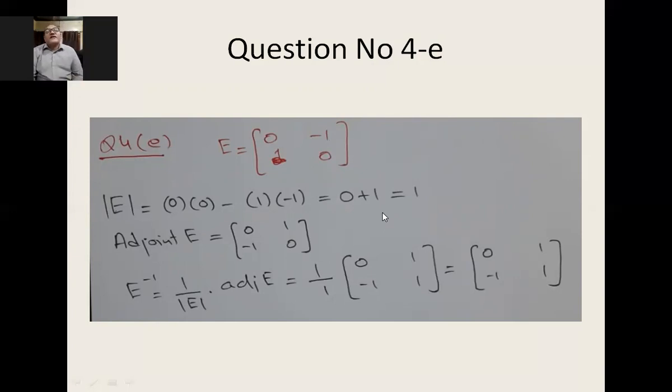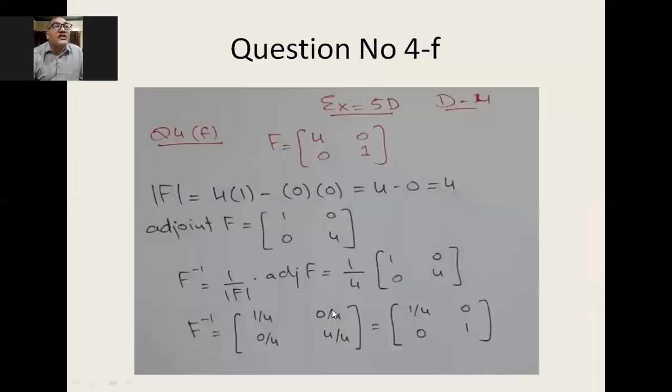Then I will find the adjoint of the matrix E. I will change the position of these two with each other, and I will change the sign of these two. So you will have 0, 1, minus 1, and 0. E inverse will be 1 by E determinant into adjoint of E. So it will be 1 by 1 into the adjoint of E, which is 0, 1, minus 1, 0. So this is how you will do question number 4 and its E part.